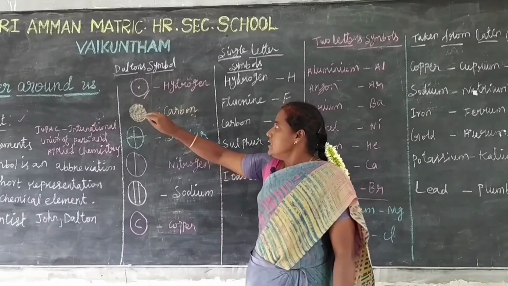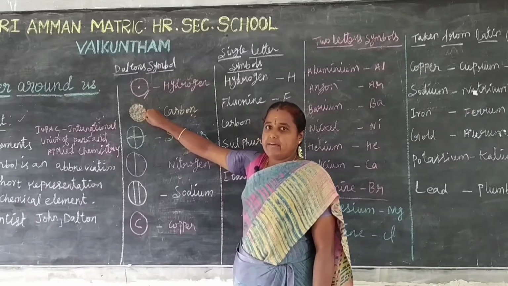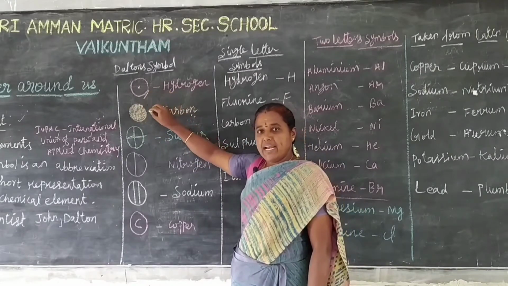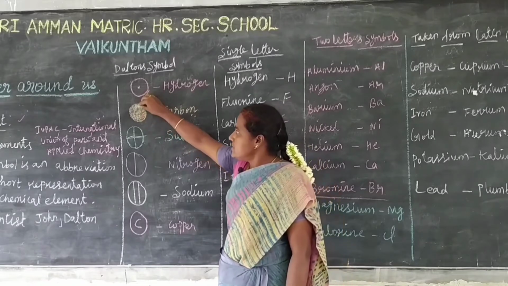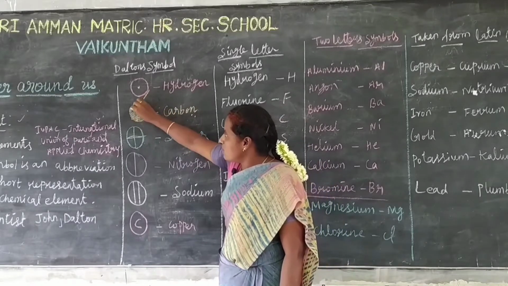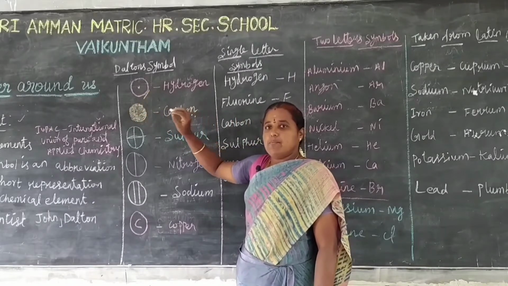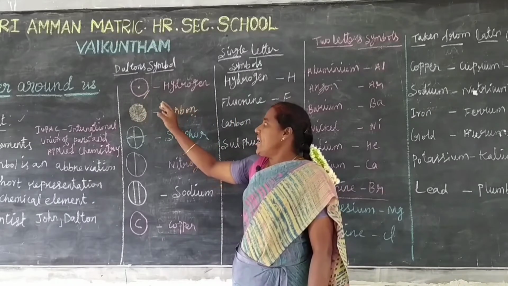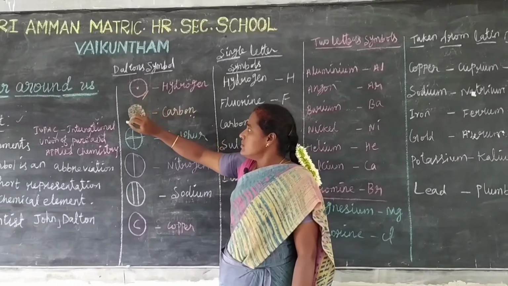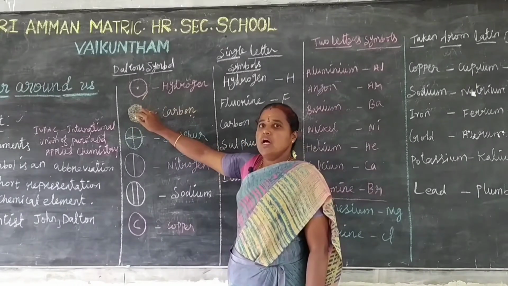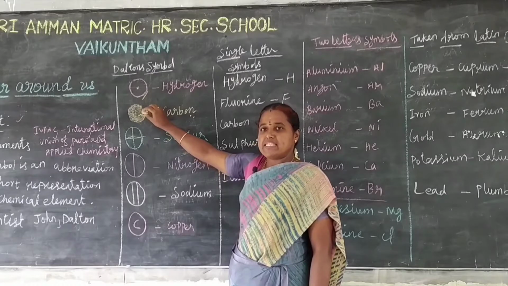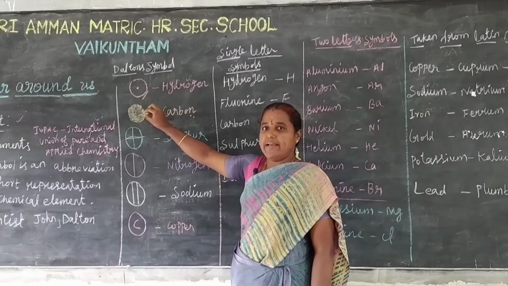Next one is the symbol of carbon. Carbon atom is a solid circle. This symbol of carbon represents one atom of carbon.